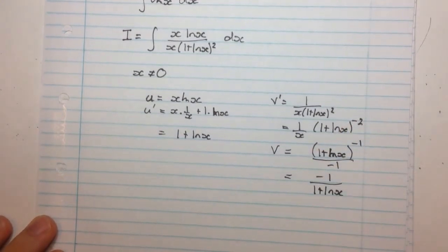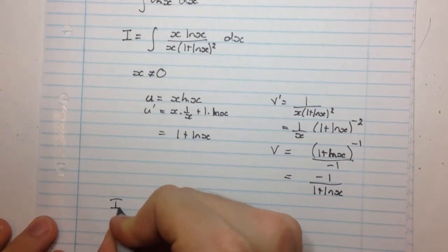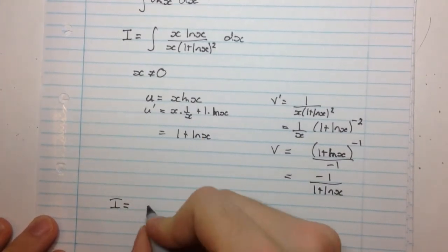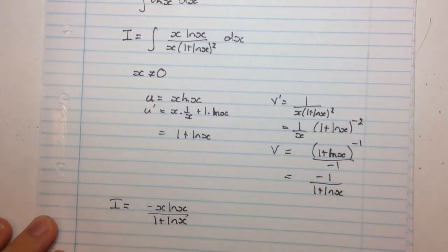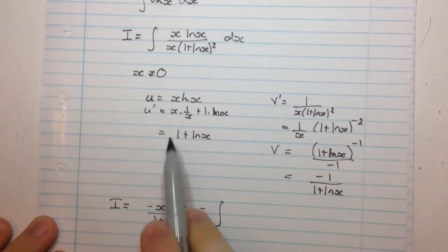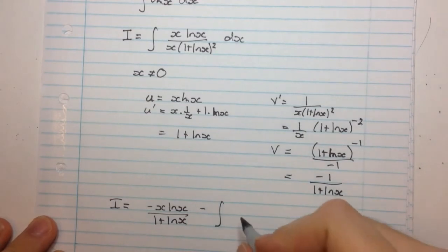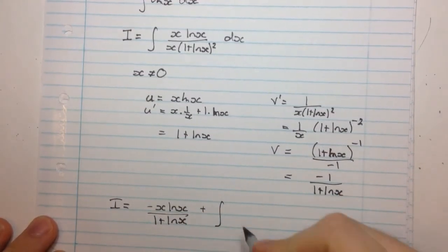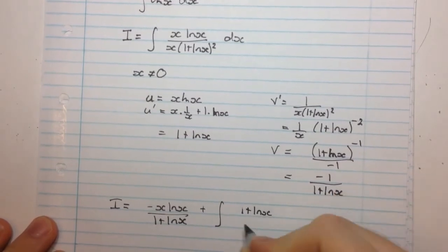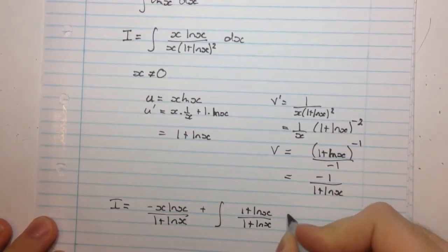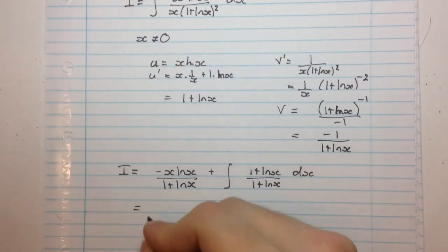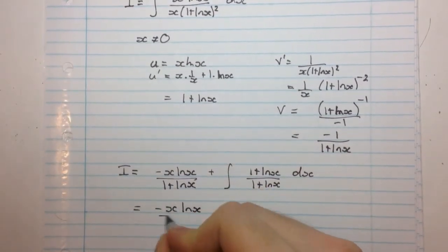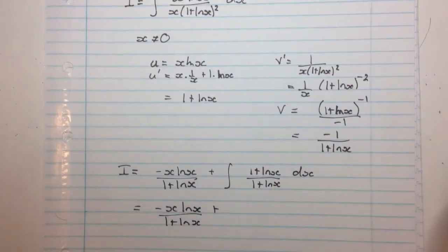Now we can go ahead and apply our integration by parts formula. We have I equals u times v, so it's going to be minus x log x on 1 plus log x, and then minus the integral of u dash times v. So it's going to be another minus here, giving 1 plus log x over log x, 1 plus log x, dx. Of course, this can be simplified quite easily to be the integral of 1, which we know is x, and of course we can't forget our constant.